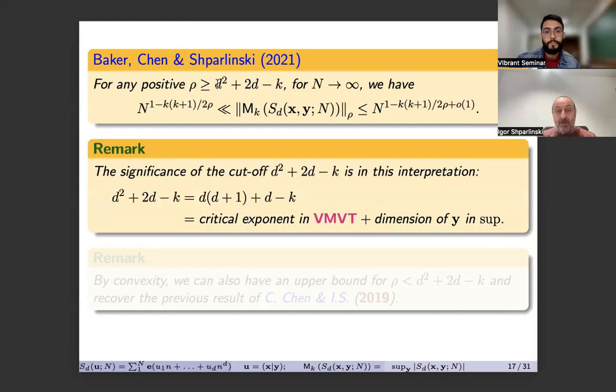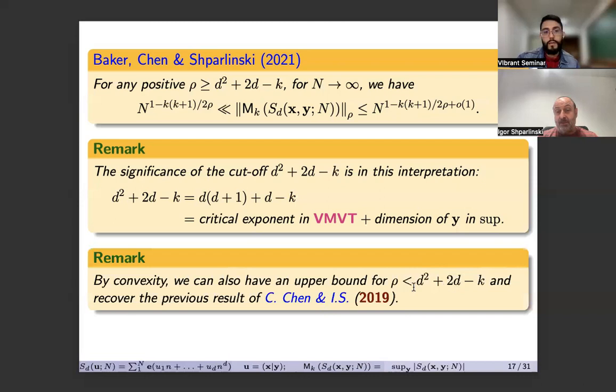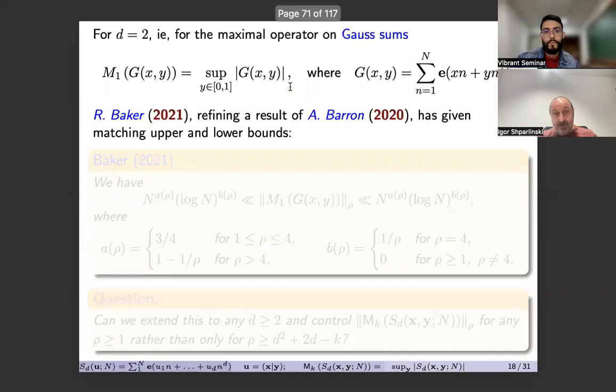This exponent comes from the critical exponent in the Vinogradov mean value theorem, a very natural quantity to appear in equations of this type, plus the dimension of our degrees of non-freedom, where we take the sup, where we are not able to discard some values of the vector y. And of course, by convexity, it immediately gives an upper bound for smaller values of rho. So as before, this is kind of a new critical exponent. So this is what we establish there.